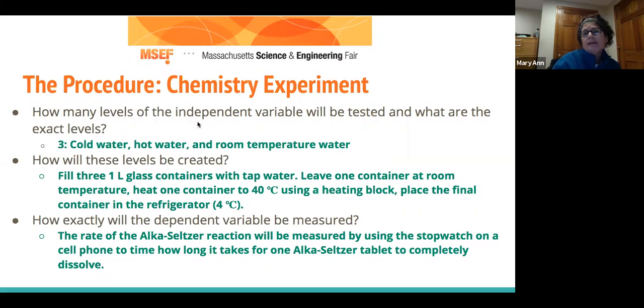How many levels of the independent variable? We're going to do 3. The 3 levels are cold water, hot water, and room temperature water. And going back to Jean, these are your 3 groups, by the way.